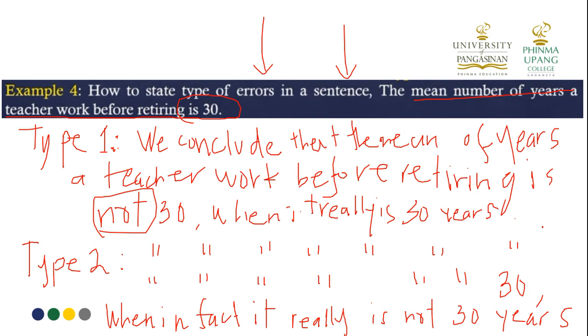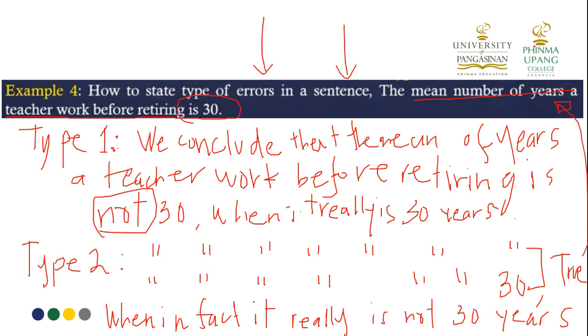Parang nakakalito. Try lang natin yung una. Yung isa lang na problem. So, ulitin natin. We conclude that the mean of years a teacher worked before retiring is not 30. So, nireject niya yung katotohanan na the mean number of years a teacher worked before retiring is 30. So, nireject natin yon. Dito naman, we conclude that the mean of years a teacher worked before retiring is 30. That is false. I mean, that is true.